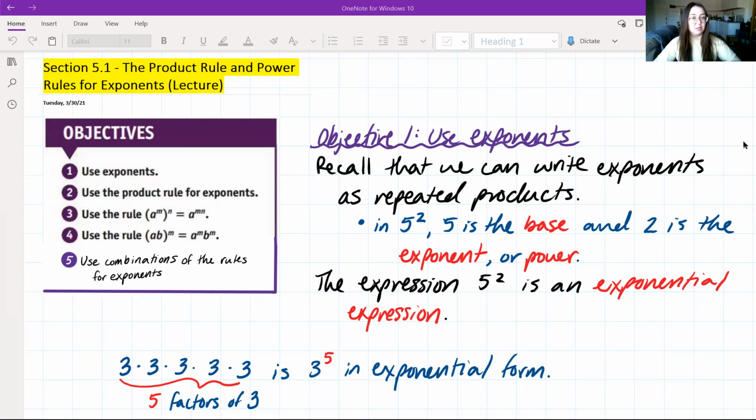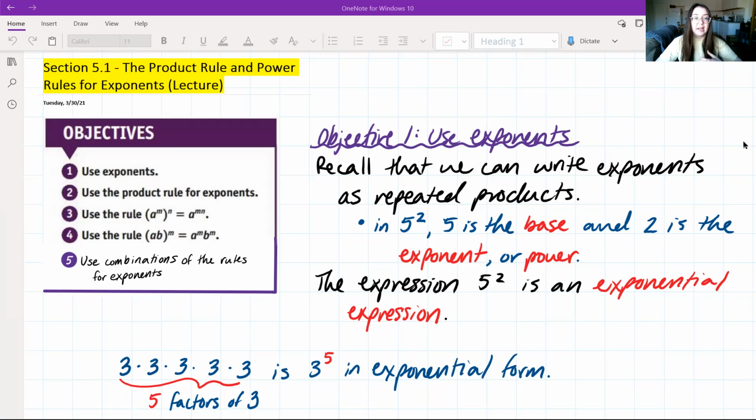So objective 1, we want to use exponents. And we can recall that we write exponents as repeated products. So in something like 5 to the power of 2, 5 is the base and 2 is the exponent or the power. The expression 5 squared, or 5 to the power of 2, is an exponential expression.